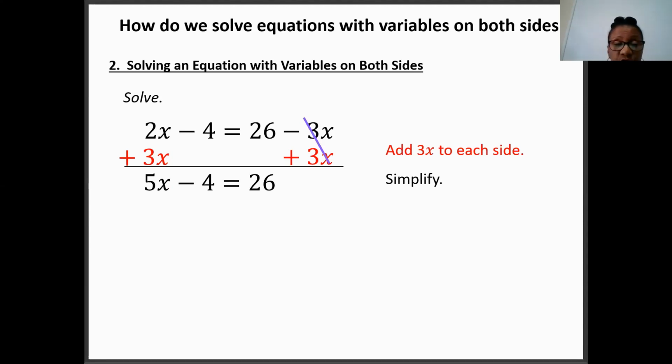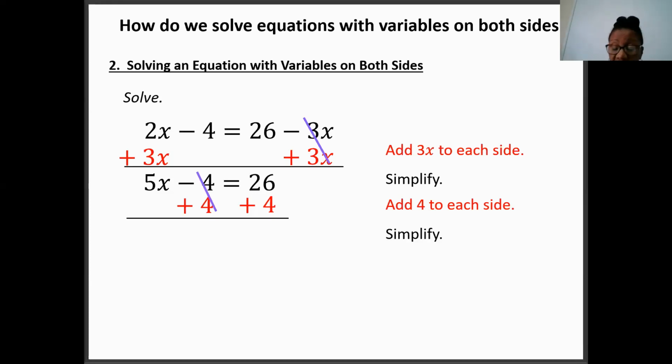Are we finished? No, we have a two-step equation now, so we need to continue working. And we now must add 4 to each side. Remember, we're doing inverse operations. When we add 4 to each side, our working can look like this. And the minus 4 plus 4 will cancel out. And now we can simplify, and we now have 5x is equal to 30.